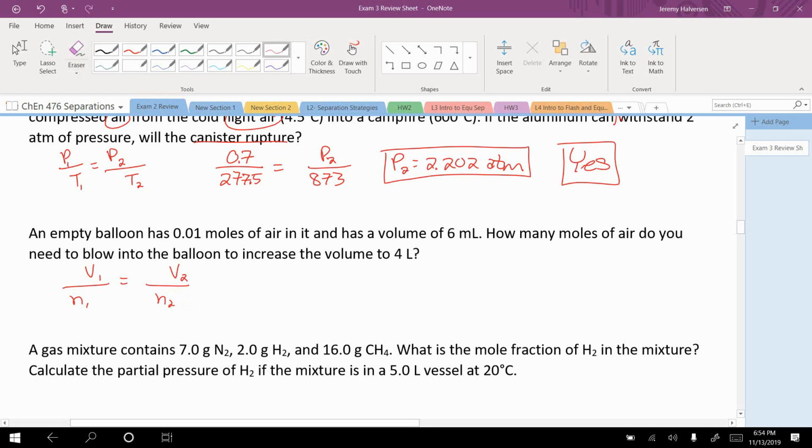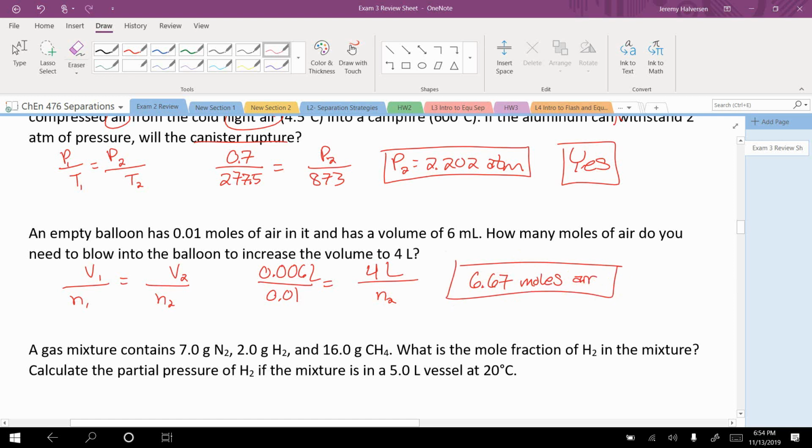All right, so volume 1 is, I've never actually done this problem, so we're going to just take it as it is. Over my 0.01 moles of air, and I want to get to 4 liters. So I need to calculate N2. So it's going to be 4 over 0.06 times 1. And I got 6.67 moles of air. Yeah? Cool. Simple enough? So that's just when you have one situation changes to another situation.